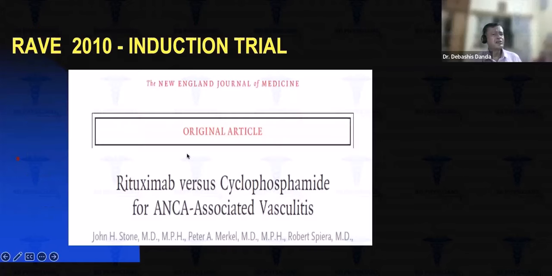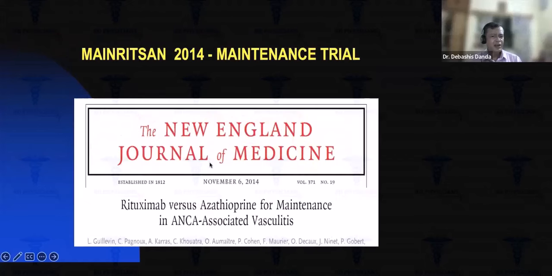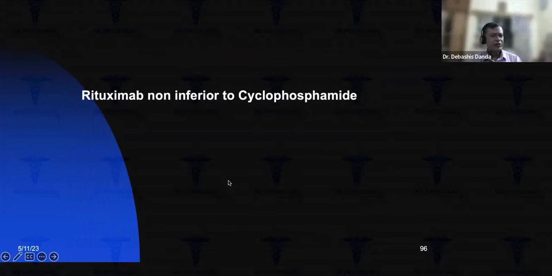So this is also a very interesting molecule, rituximab, a B-cell blocker, which came earlier, in 2010. There were several trials. So this is one trial of rituximab, the RAVE trial. This is the RITUXVAS trial. Both of them showed that rituximab is effective. It is comparable to cyclophosphamide and it doesn't have many problems. Rituximab versus azathioprine as a maintenance was also compared. So rituximab was found to be non-inferior to cyclophosphamide.